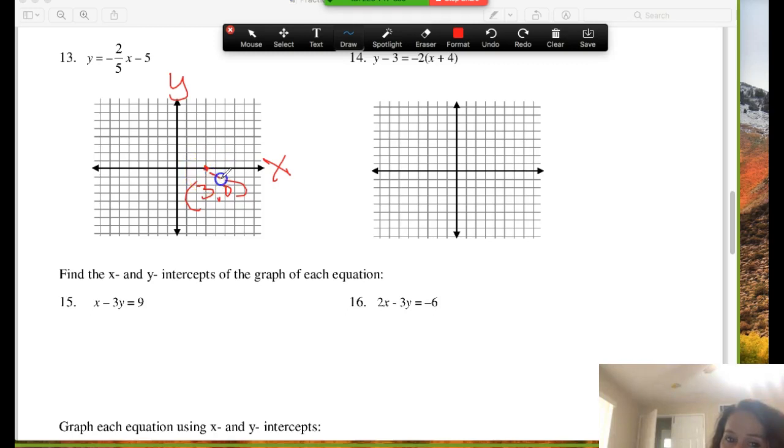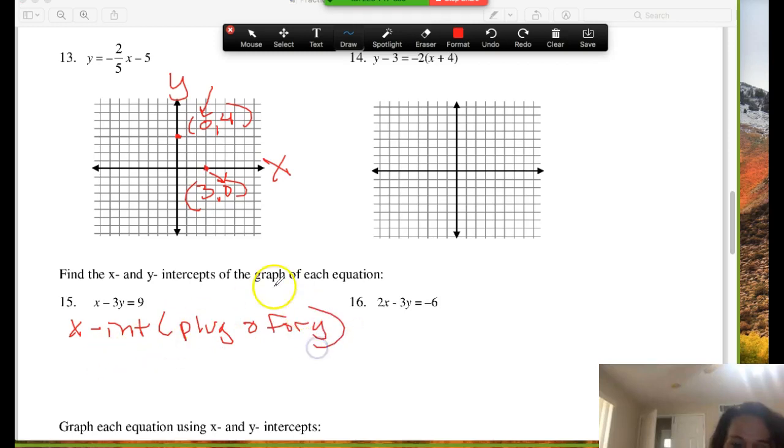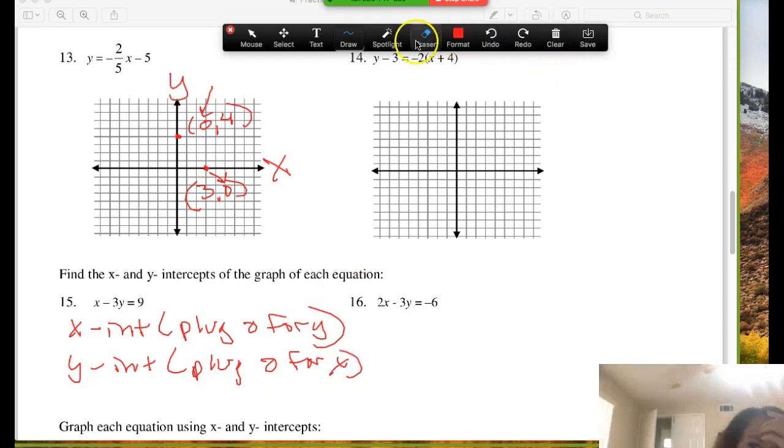Remember, whenever I have an x-intercept, the y value is 0. If I had a y-intercept, let's say here, up 1, 2, 3, 4, I go over 0, and I go up 4. So remember, anytime you have a y-intercept, your x is 0. So to find the x-intercept, you plug 0 for y. And for the y-intercept, you plug 0 for x. And that's all you have to do.